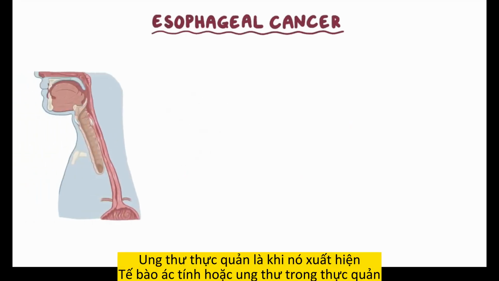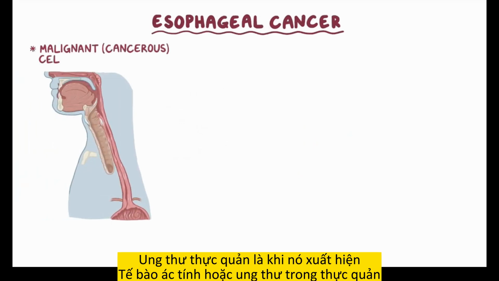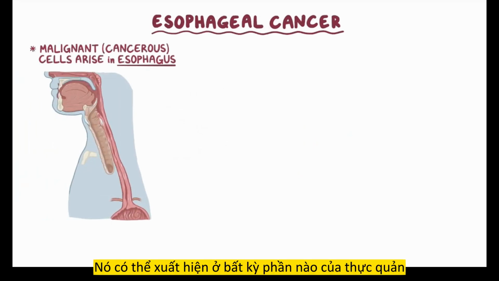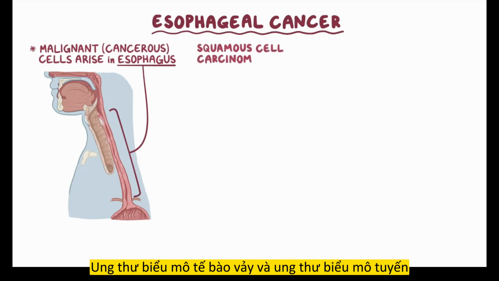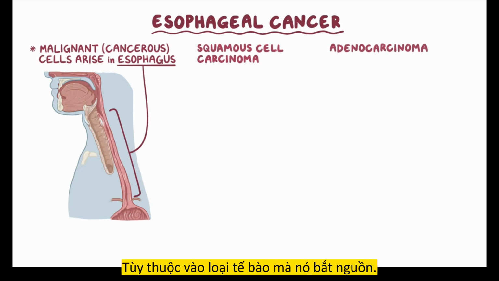Esophageal cancer is when malignant or cancerous cells arise in the esophagus. This cancer can appear in any segment of the esophagus, and it's further classified into squamous cell carcinoma and adenocarcinoma, depending on the type of cells it originates from.